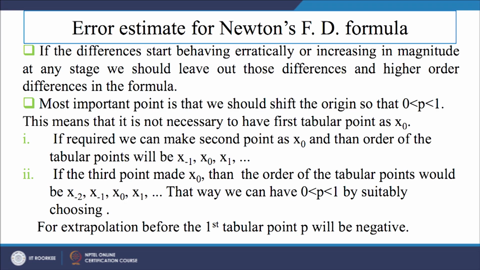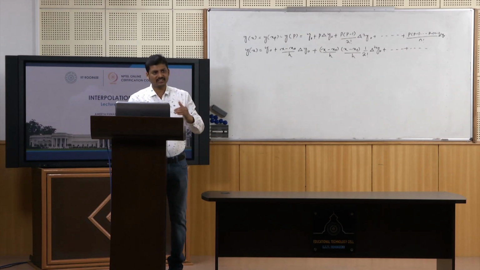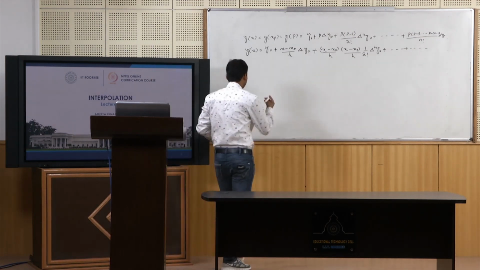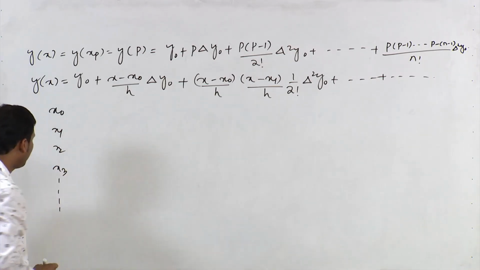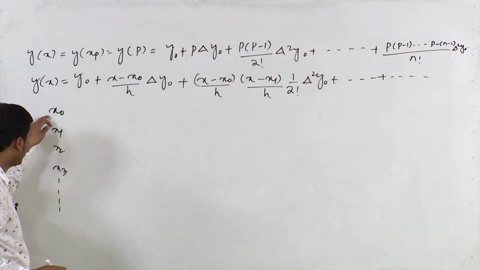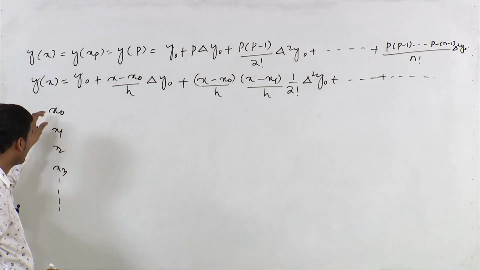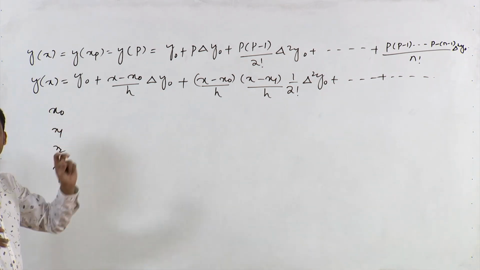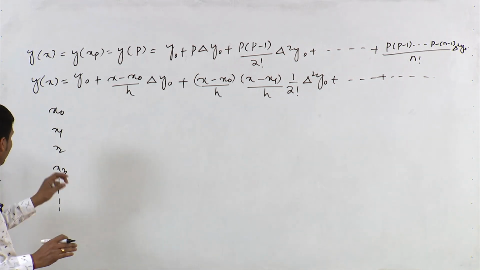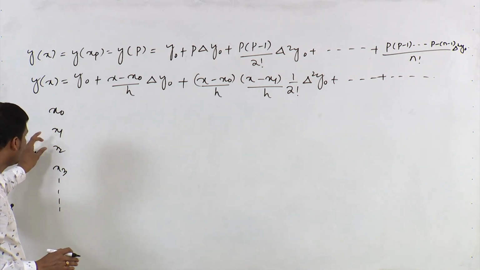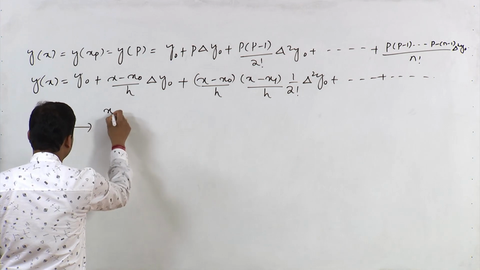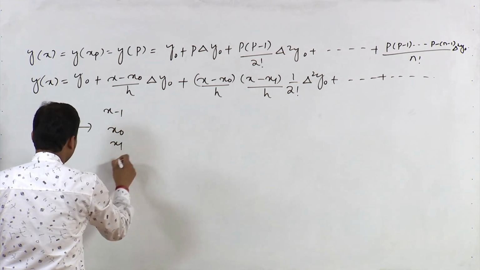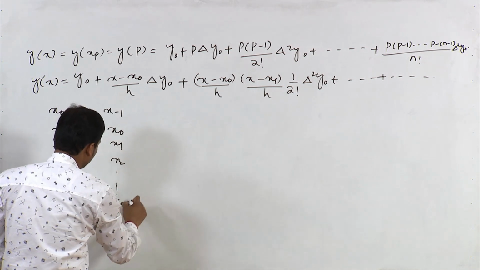And sometimes, if the starting point is not the origin, then we can shift this origin to the immediate next point. If you consider the points like your starting points are x0, x1, x2, x3, and the value is asked to compute exactly at x0 or within the interval x0 to x1, then you can use Newton's forward difference formula. But sometimes if the value is lying between x1 and x2, you can shift the x0 position to x1 here, then your tabular values will be shifted like x of minus 1, x0, x1, x2 up to xn minus 1 here.